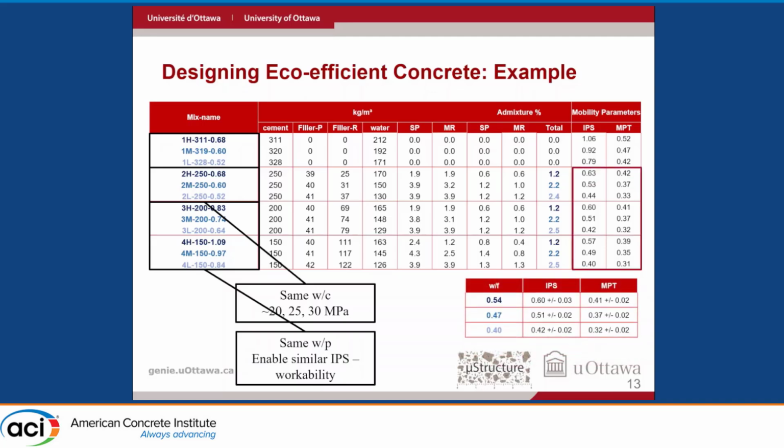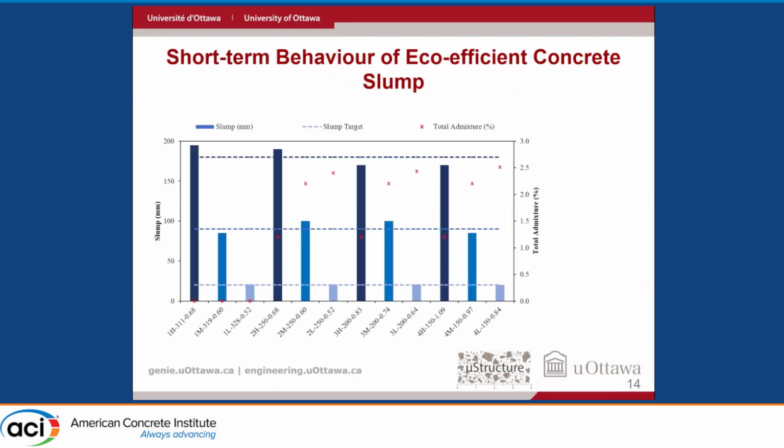So basically what we have done, the water to fines or water to powder ratio, we fixed into 3 different numbers that would provide us IPS, if you recall, the measurement between the powder fractions, and MPT, which is the distance between the coarser fractions, in ranges that we could then correlate with rheological behavior. Okay, so let's show you some results.